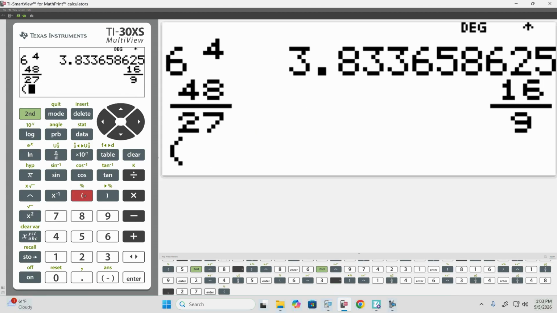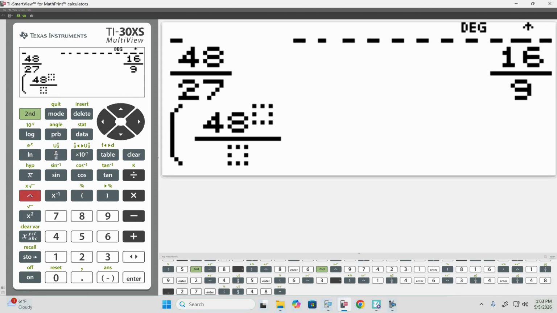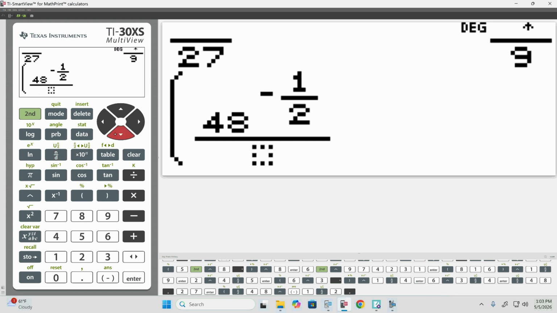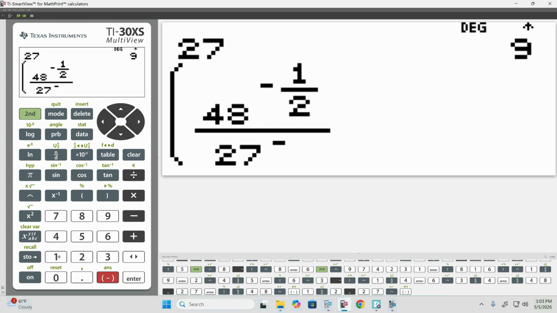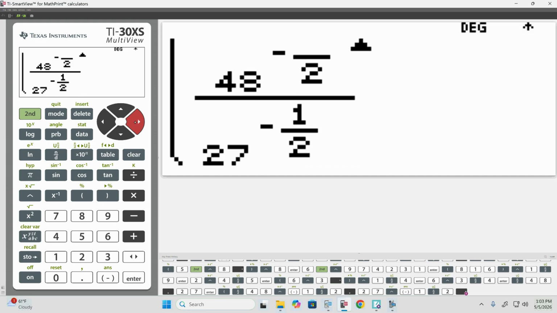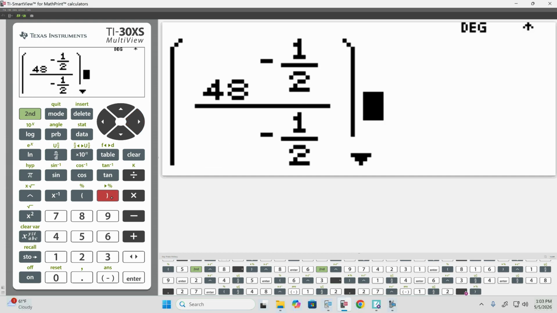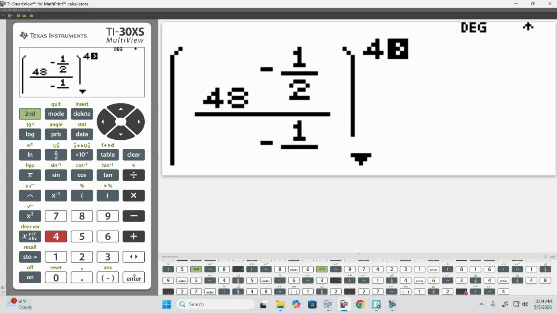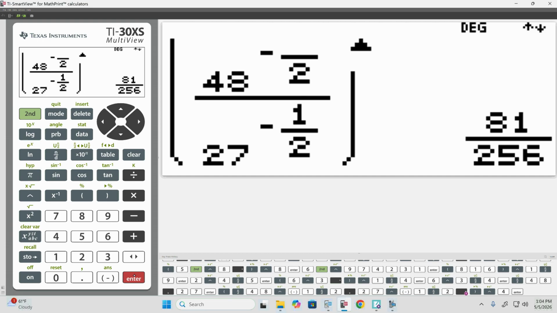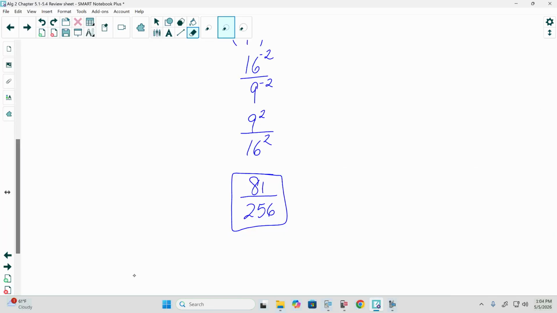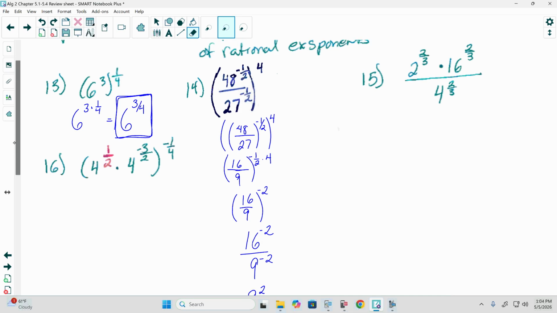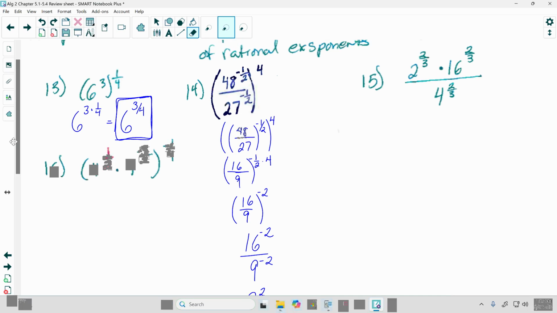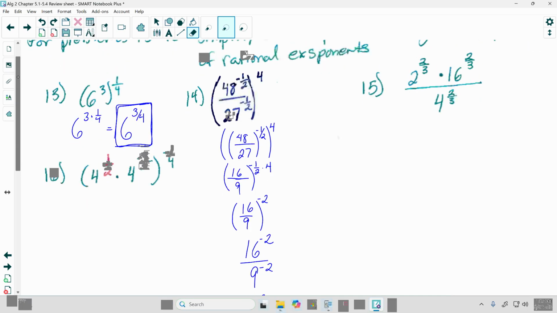Well, this, for the most part, is a nice number. So if I'd have decided to plug this into the calculator, it would indeed tell me that it's 81 over 256. A lot of numbers there, but since it is a rational number and the numerator and denominator are not too big, it would do this for us. Let's go on and look at 15.